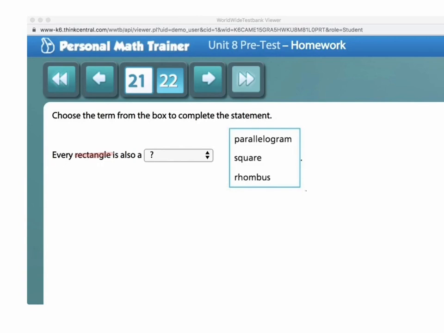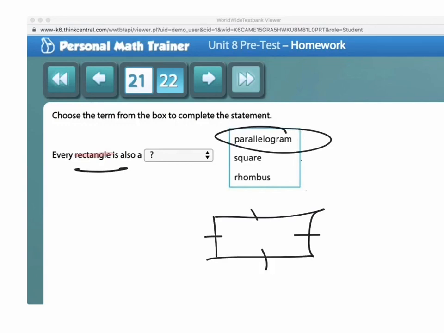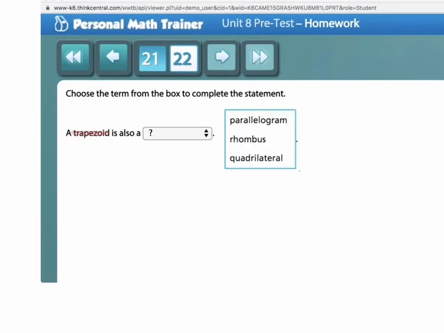Choose a term from the box to complete the statement. Every rectangle is also what? Well, if you draw a rectangle, opposite sides are parallel. So every rectangle is also always a parallelogram. It's not always a square. Sometimes a rhombus can be a rectangle if it's a square. But a rectangle is always a parallelogram.